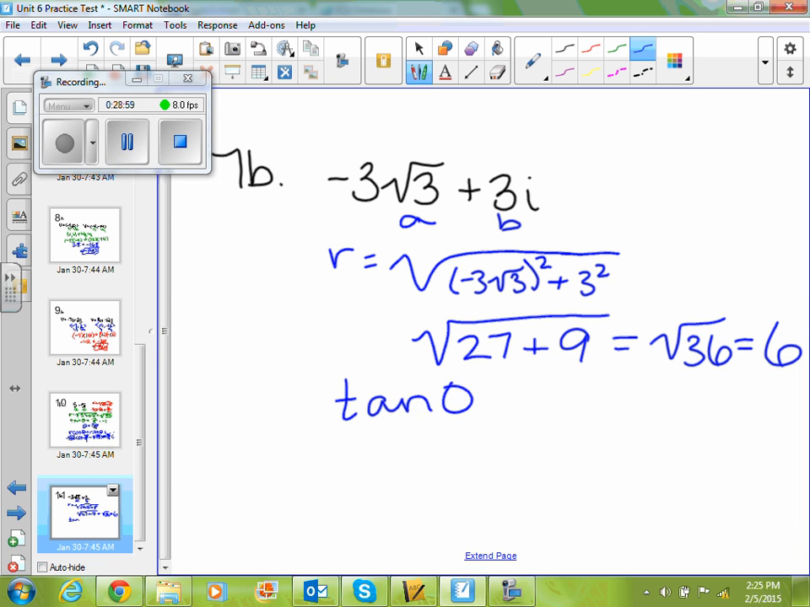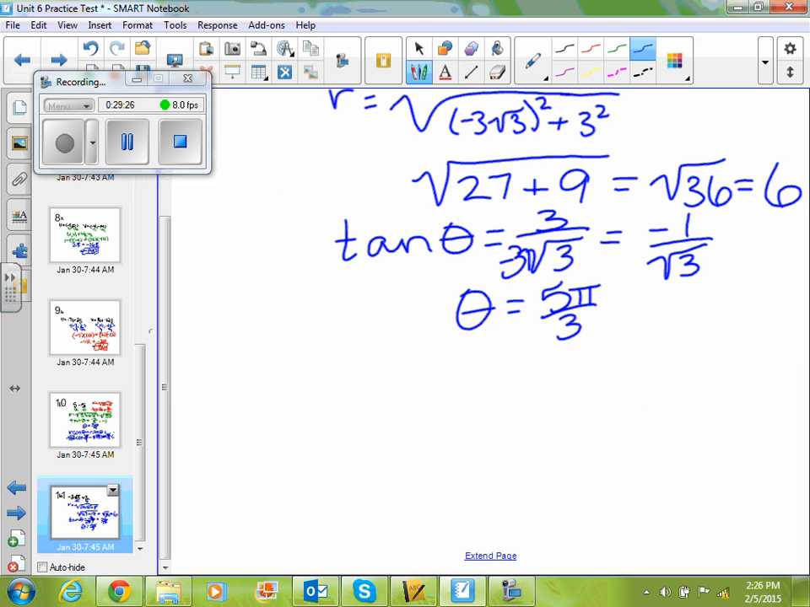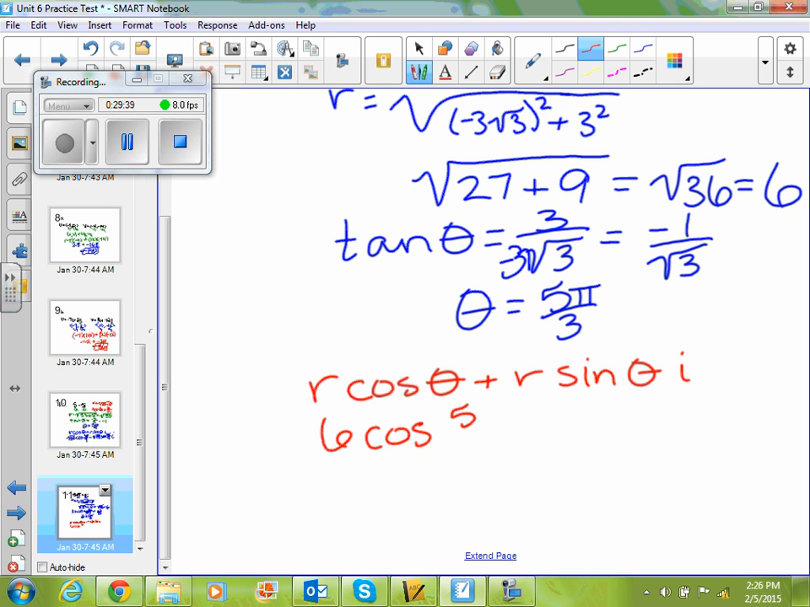And then to find my theta, tangent of theta equals b, which is 3, divided by negative 3 square root of 3, which simplifies to negative 1 over square root of 3. So where does tangent equal negative 1 over square root of 3? 5 pi over 3. It also equals it at 2 pi over 3, so either one would work. So then r cosine of theta plus r sine of theta i. Well, r is 6, so 6 cosine of 5 pi over 3 plus 6 sine of 5 pi over 3 i.